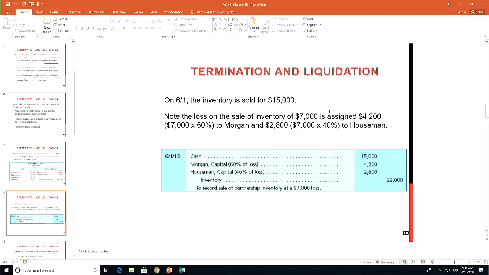You sold it for some cash. You have to record the cash. You are making a loss. You have to show the loss. We will not debit loss. Rather, we're going to use the capital accounts for loss. So let's see the journal entry.